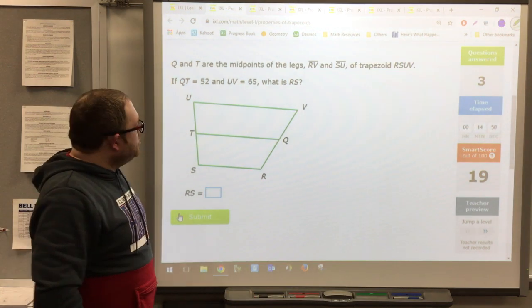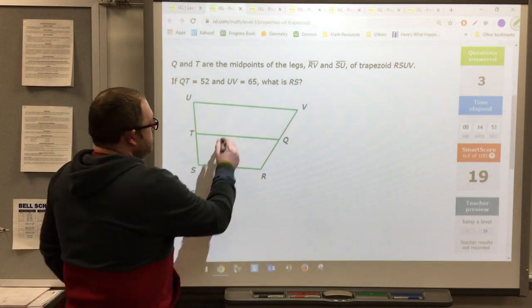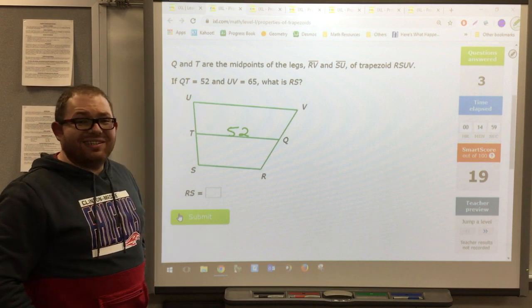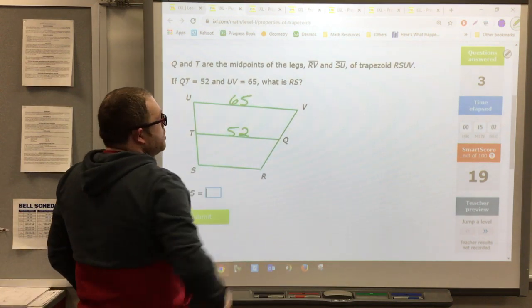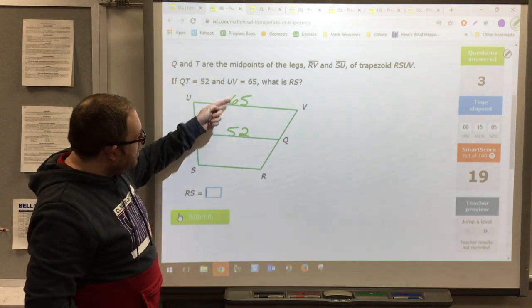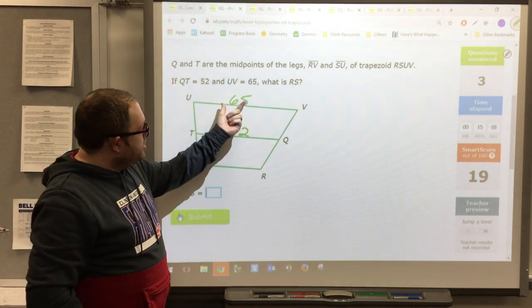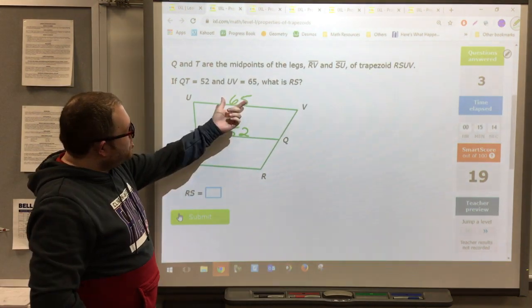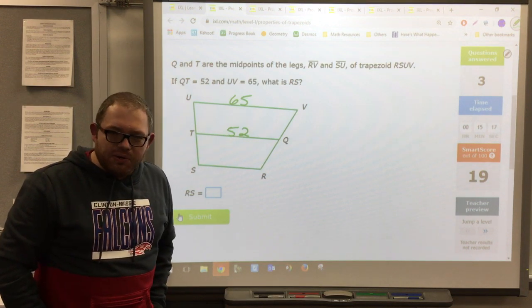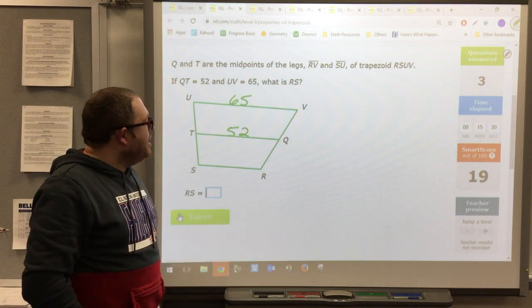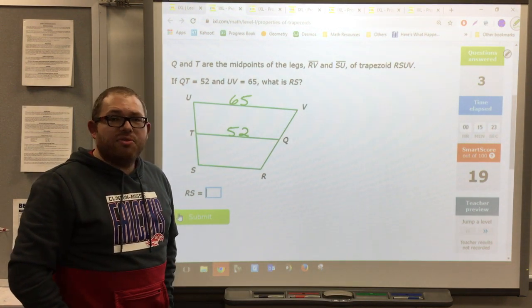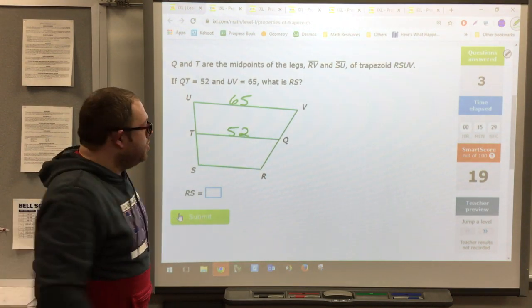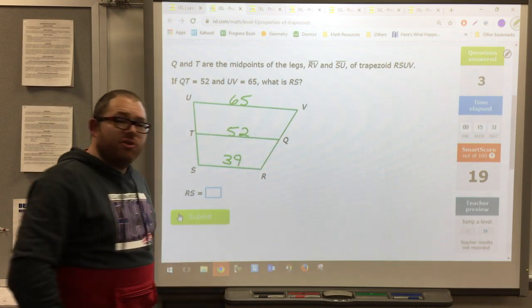So for this problem, I'm told that QT is 52. I'm also told that UV is 65. So that means the distance from this one to this one is 7 units. Subtract 7, I'm sorry, that's incorrect. Subtract 13. If I subtract 13 units, I get to 52. That means in order to go down to this one, I have to subtract an additional 13 units. So 52 minus 13 will get me down to 39.